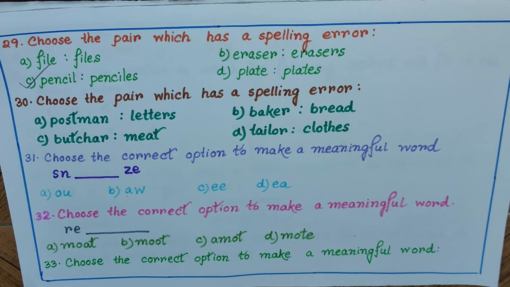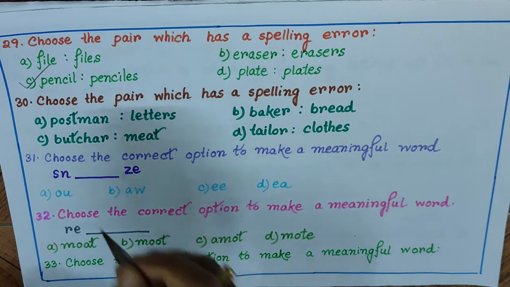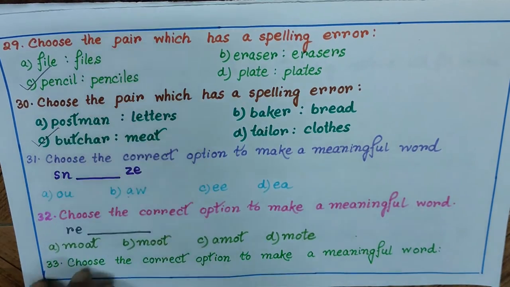Question 30. Choose the pair which has a spelling error. A. Postman, letters. Both spellings are right. B. Baker, bread. Both spellings are right. C. Butcher. In butcher, the spelling is wrong. So this is the right answer for us.